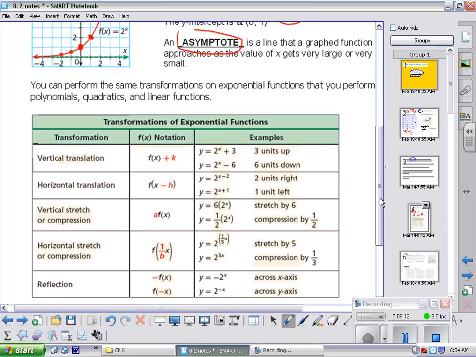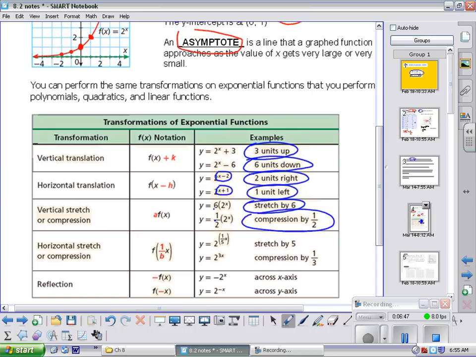In other words, this plus 3 out on the side moves my function 3 up. The negative 6 moves me 6 down. If I'm next to the x, that's been a counter move, so that's 2 to the right, just like it's been all year. This is 1 to the left. This makes me stretch, makes me skinny. This makes this wide. The whole number makes it stretch, and the half makes it wide.